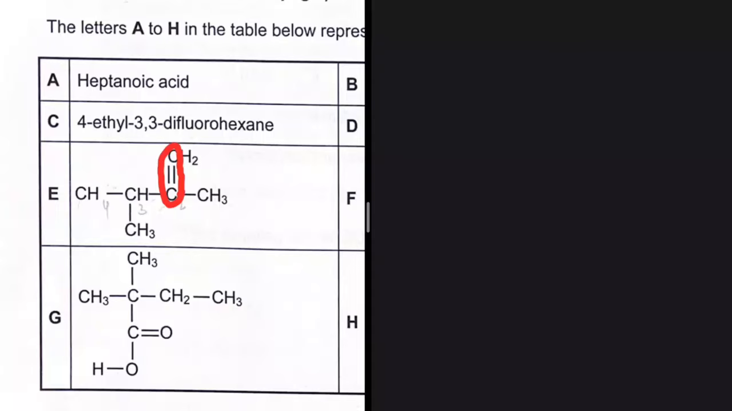Let's see. If we start numbering from this carbon, we're going to have 1, 2, 3, 4. Even if we go down, we still have 4 carbons on our longest chain. So that seems like we have 4 carbons on our longest chain. So for 2.2.1, we know that we have but. Let's go ahead and figure out everything else.